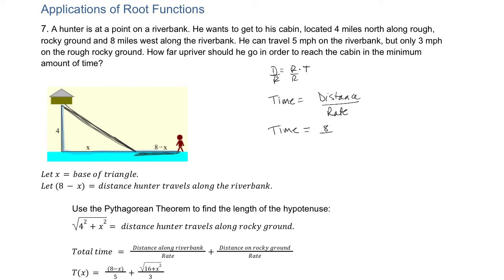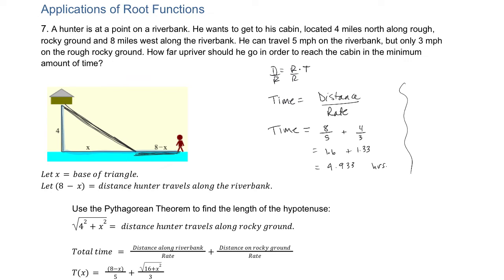So he does have the option of going 8 miles, and the rate that he travels along the riverbank would be 5, and then he could go 4 miles through the rocky ground directly north, traveling at 3 miles per hour. Getting approximations, 8 divided by 5 is 1.6, 4 divided by 3 is 1.33, so that would be about 4.933 hours. That would be if he did the full 8 miles along the river, then 4 miles north. Let's just play around.